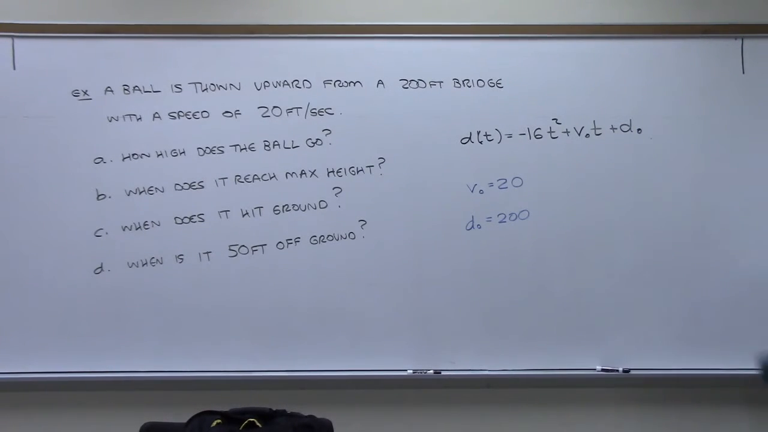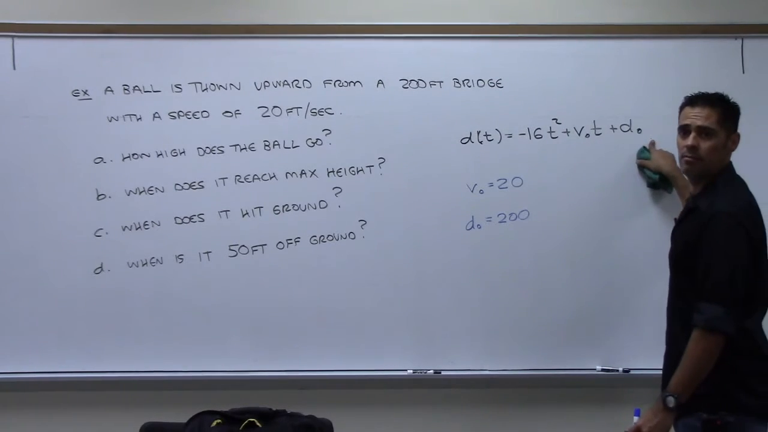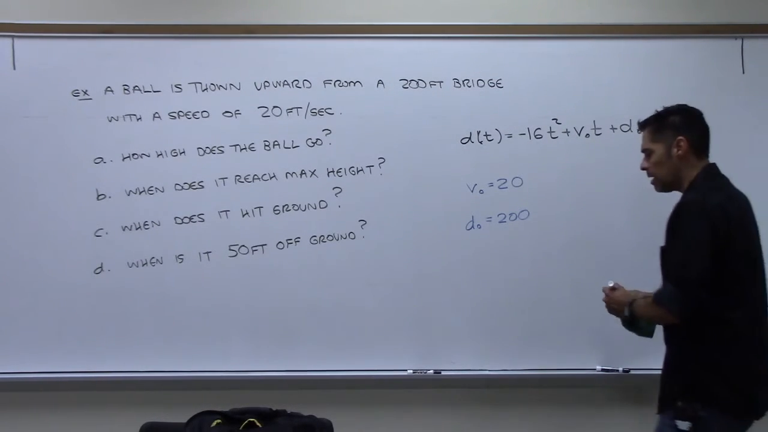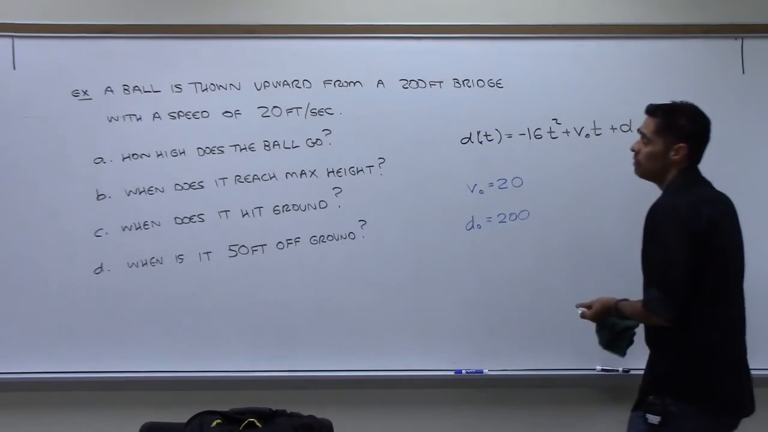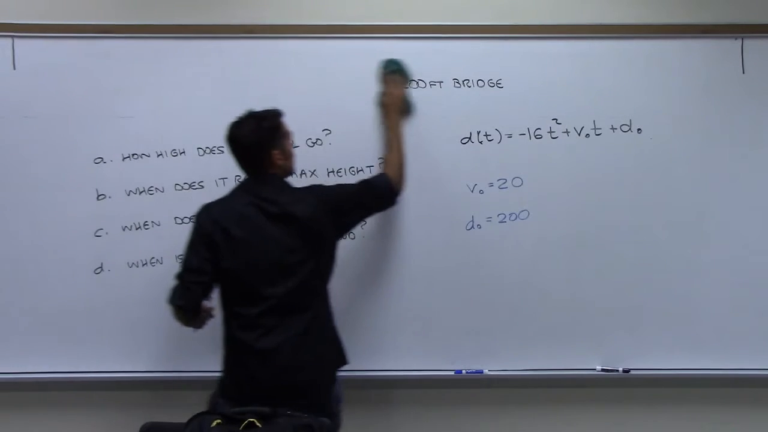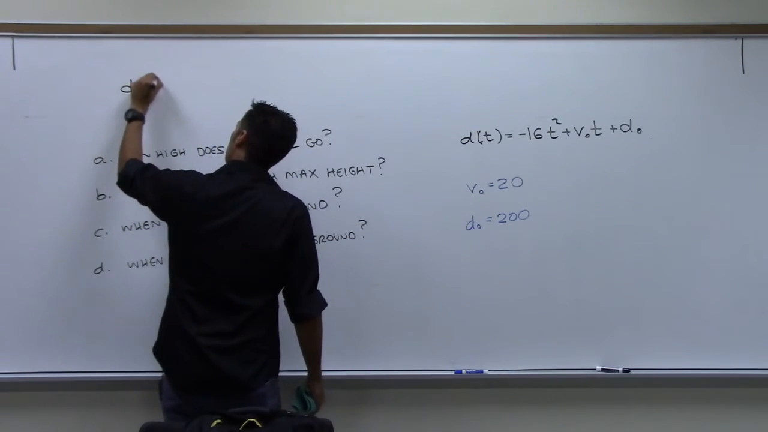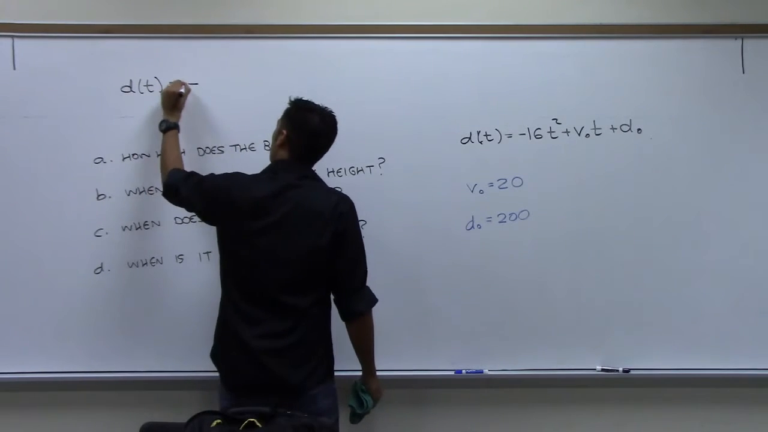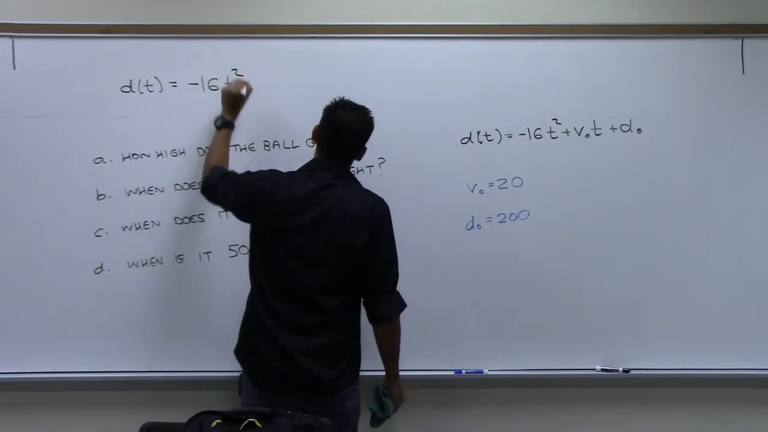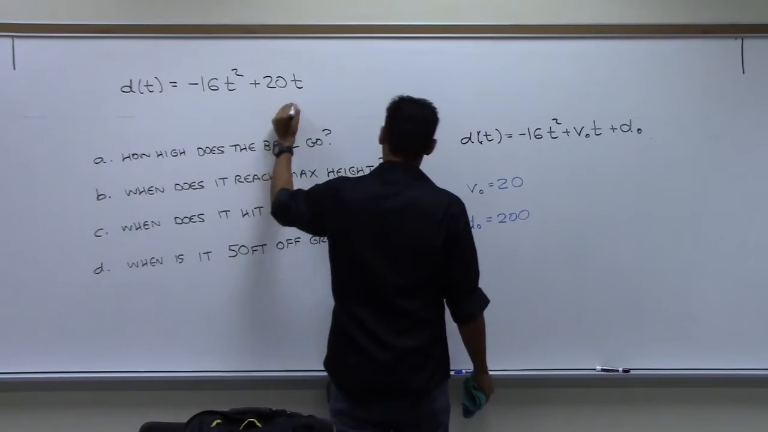All right, so now what I'd like to do is rewrite this formula, replacing v naught and d naught with the actual values, and then we can start answering the questions. So up here, I'll write the function. D of t equals negative 16t squared plus 20t plus 200.